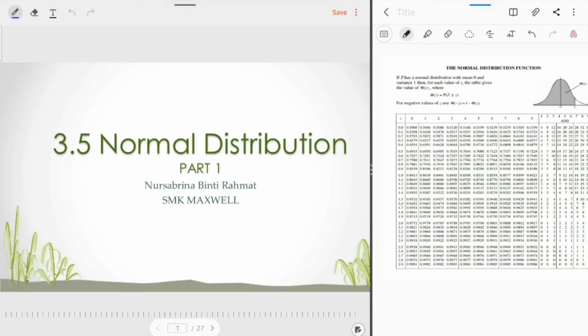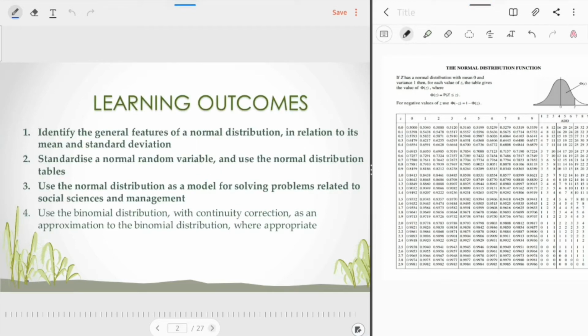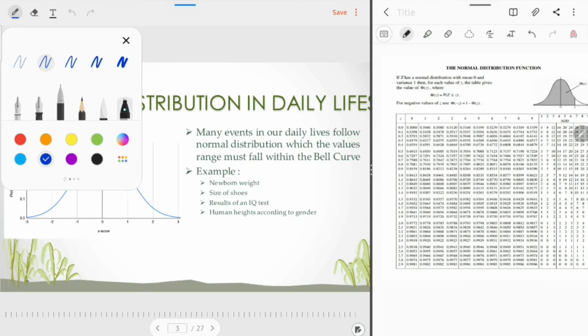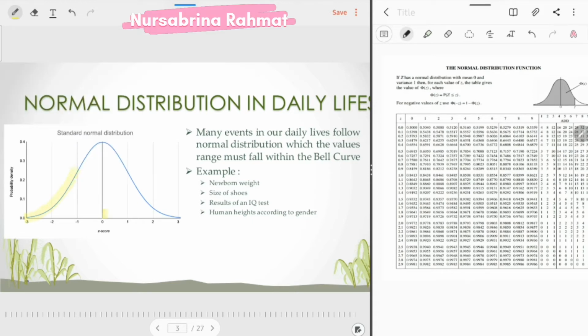In this video, I'm going to explain normal distribution. A normal distribution has a bell curve shape, which is this graph. This bell curve is for your normal distribution. On your y-axis is the probability density and your x-axis is the z-score.